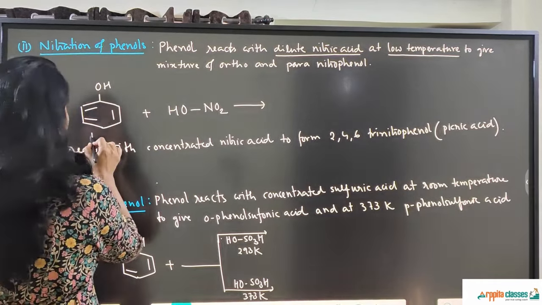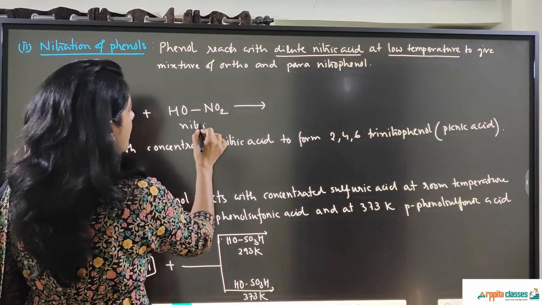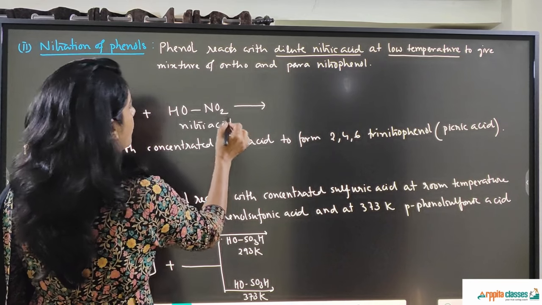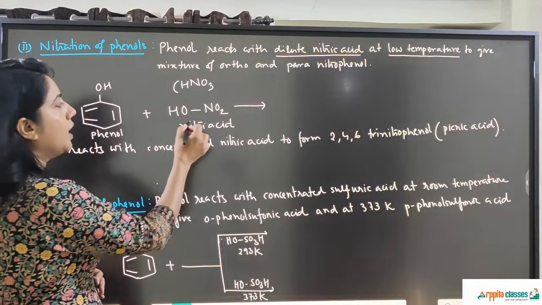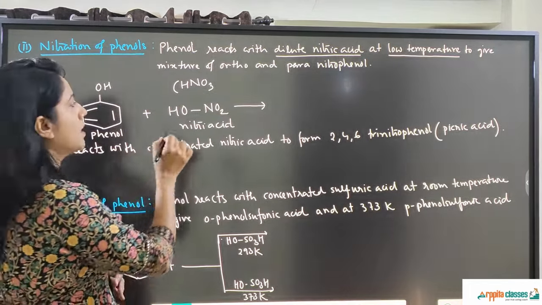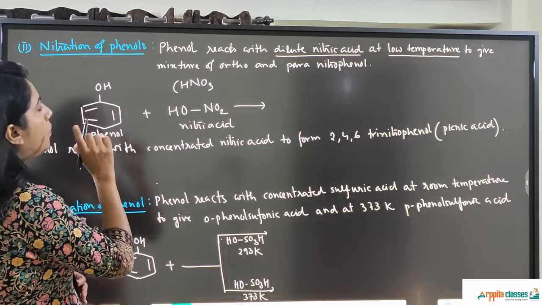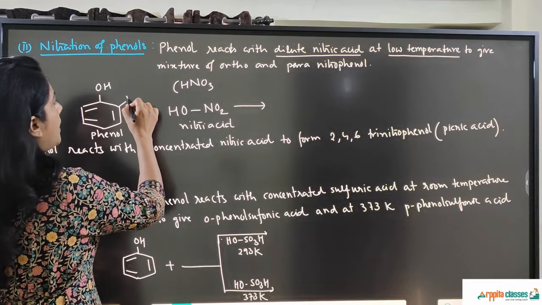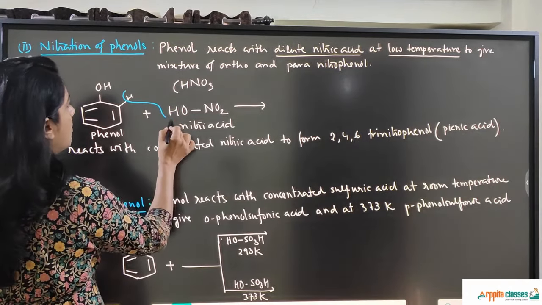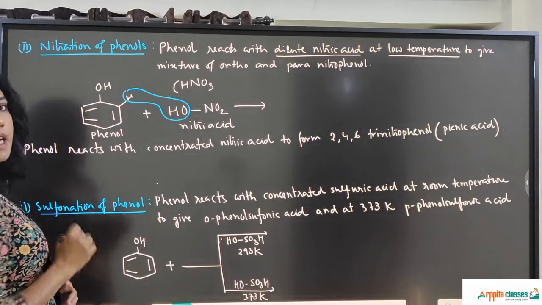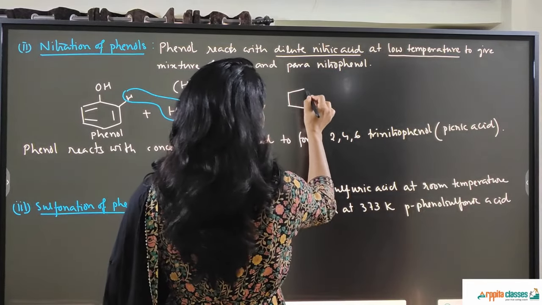So this is my phenol, and this is nitric acid. What is nitric acid? HNO3. We know that nitric acid is HNO3, so it is written as OH and NO2. NO2 is the electrophile, NO2 plus. So HNO3 it is, but it is written like that. Okay, so what happens is, from here the hydrogen and this OH are removed as water, and NO2 gets attached to this position. So we get one product as ortho-nitrophenol.